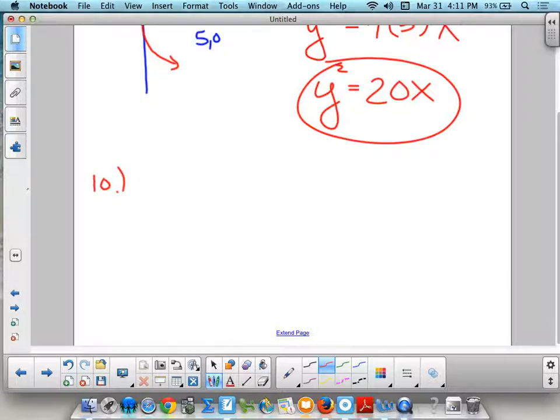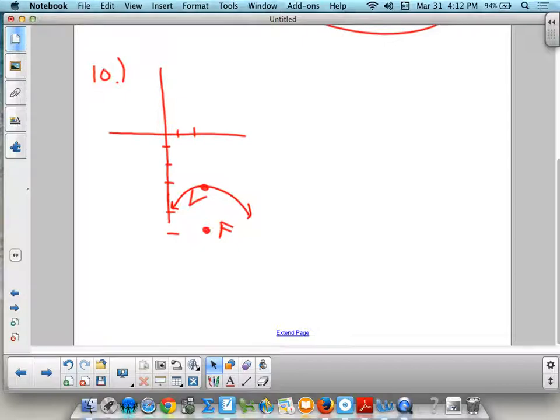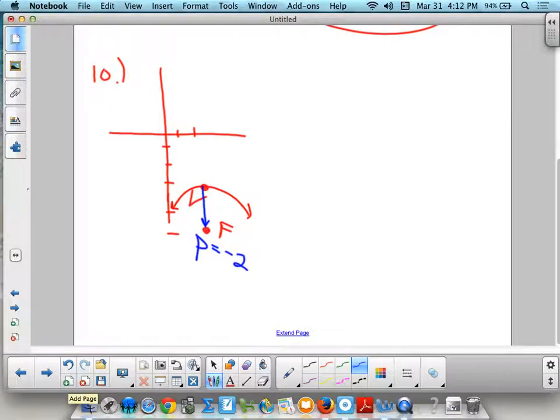Number 10. A quick sketch. All we're doing is writing the equations for 9, 10, 11. All right, we've got the vertex at (2, negative 3). The focus is at (2, negative 5), right here. So you do know it goes this way, I hope, which means the p-value is negative 2. It dropped 2, from negative 3 to negative 5.